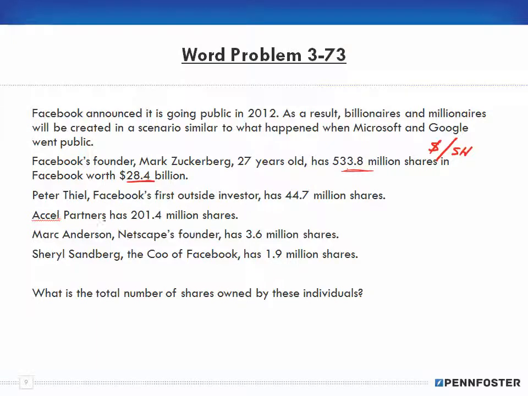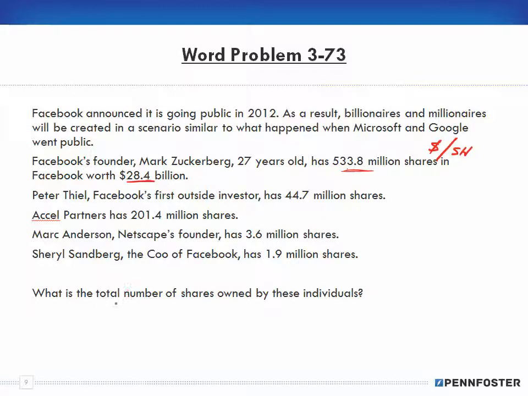But I keep going down and I see ASOL Partners has 201.4 million shares. Now I'm more likely thinking I'm going to add up all of these shares, and again I can figure out a dollar per share and then multiply that times the total number of shares to get the total valuation. Mark Anderson has 3.6 and Sheryl Sandberg has 1.8 million shares. So in my mind, I've kept in the back of my head all of these possibilities, all of these tools, based upon actively thinking about the data. But what's the problem actually asking me?